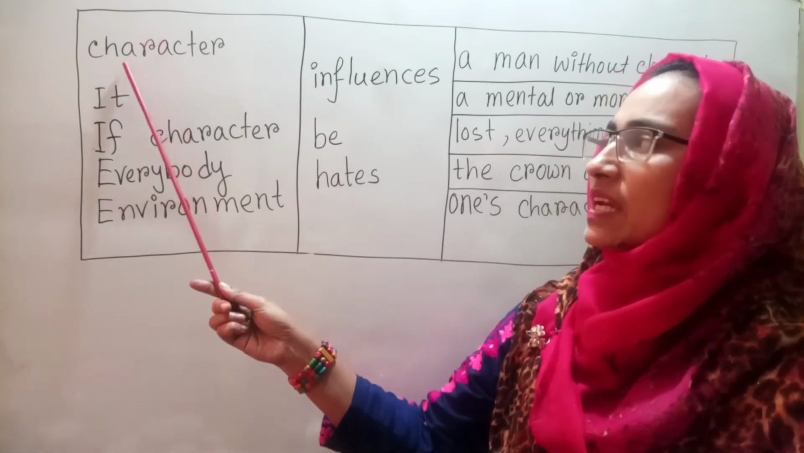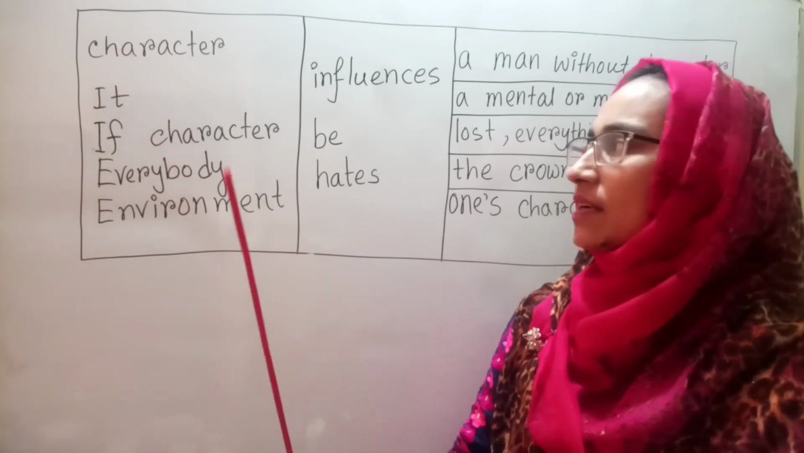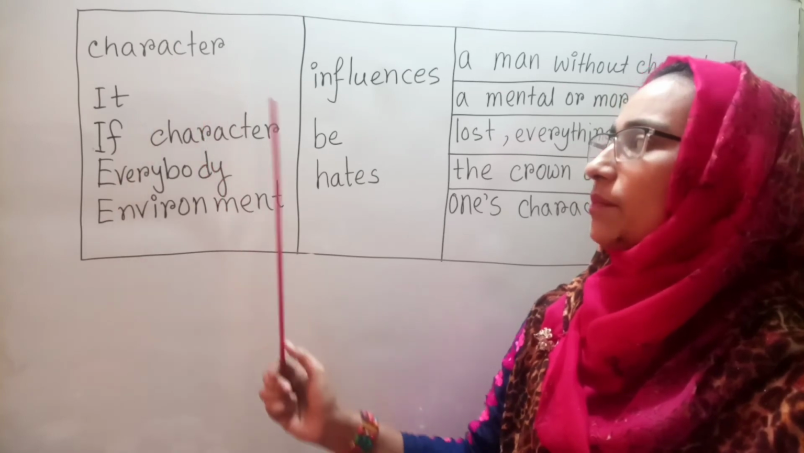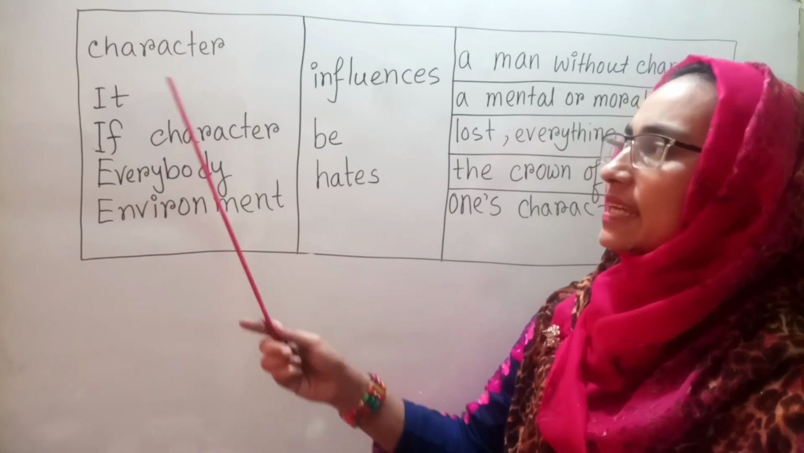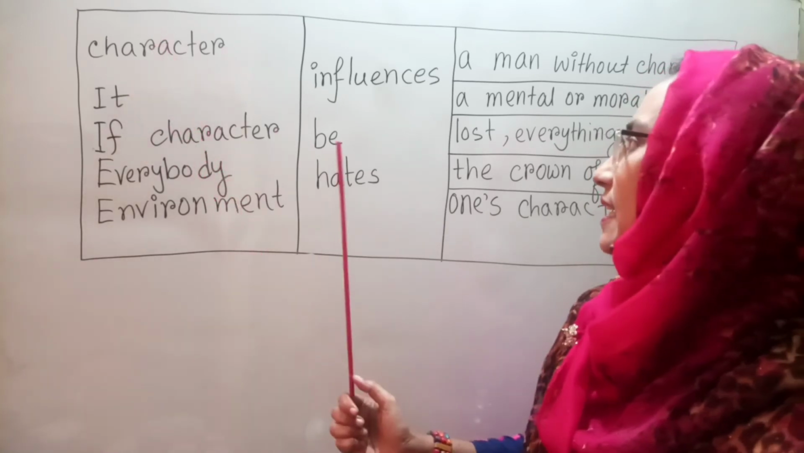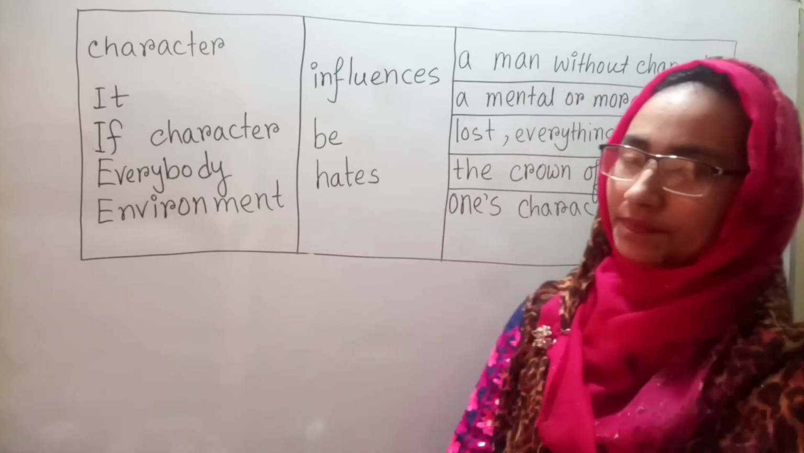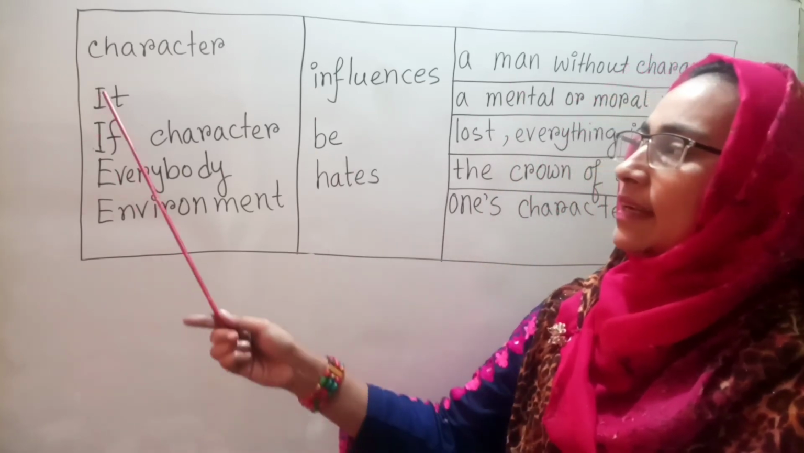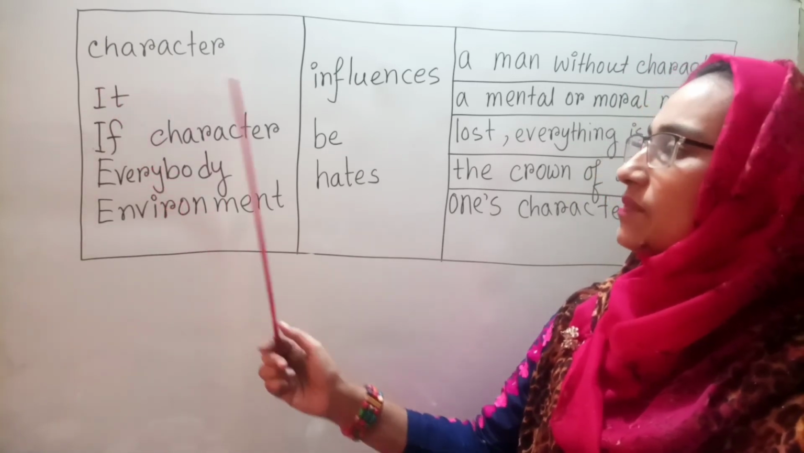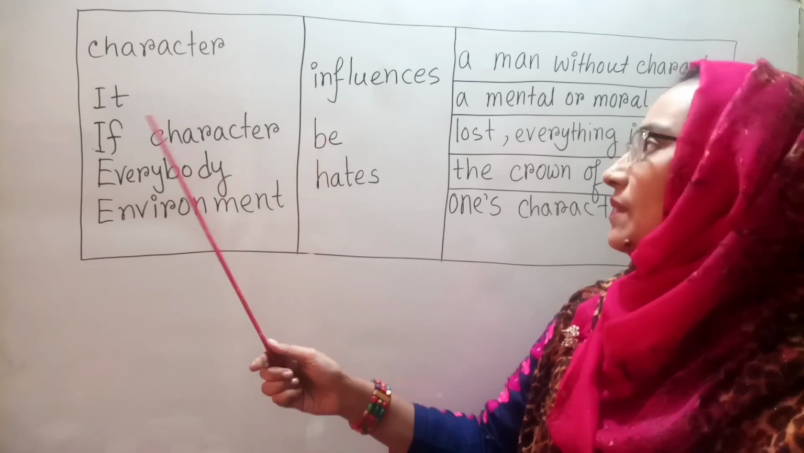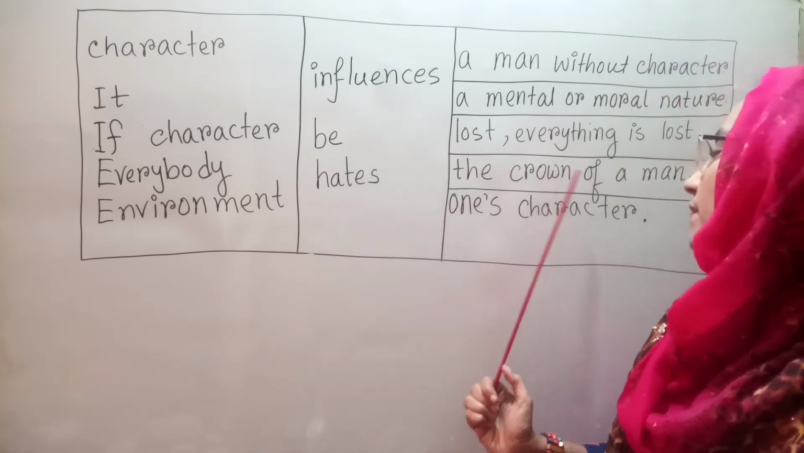And the subject is third person singular number. That is, character is third person singular number. And for third person singular number, the to be verb will be is. So the sentence is: Character is a mental or moral nature. Then it. It is also third person singular number. That's why the verb will be is. It is the crown of a man.